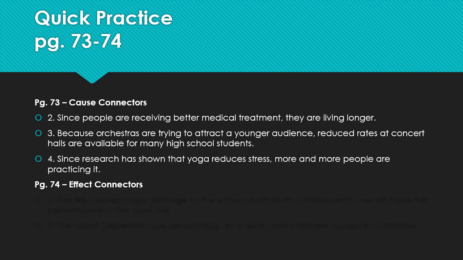All right. So now let's move on to page 74. We're going to skip exercise 5. Go on to page 74, exercise 6. In this exercise, we're combining each pair of sentences to show cause and effect yet again. Use the connector in parentheses at the end of the sentence. Take a moment to look at number 1 structure.